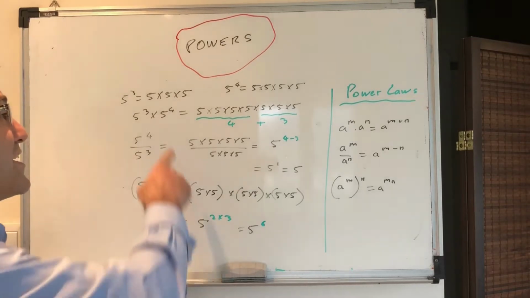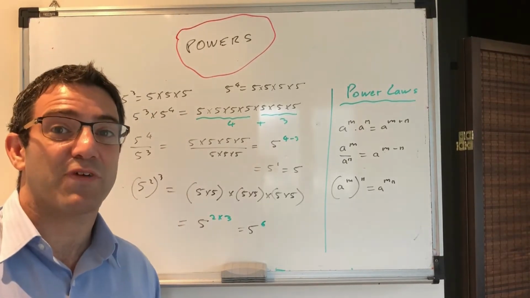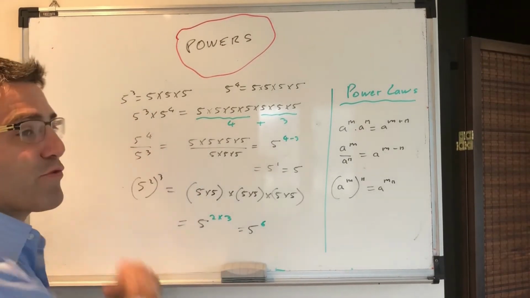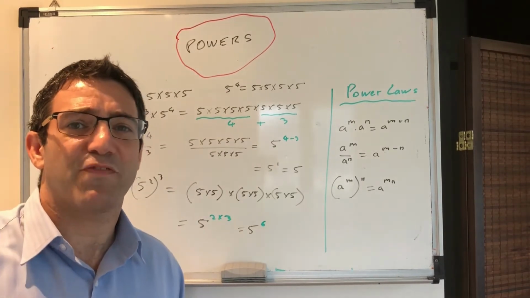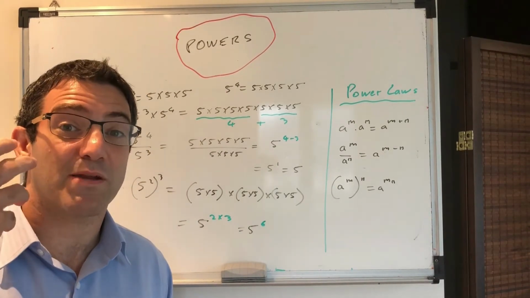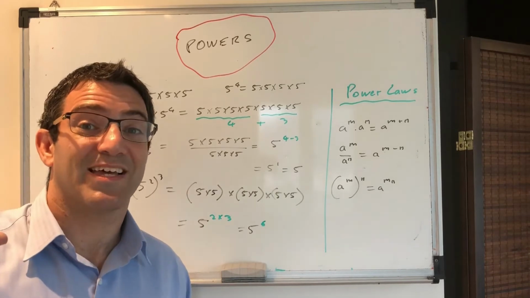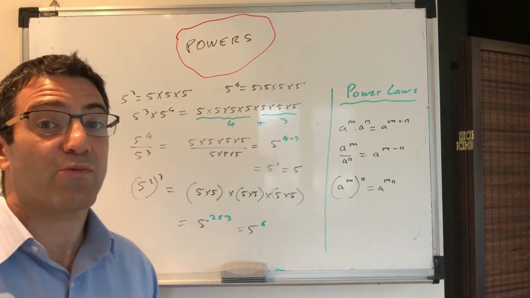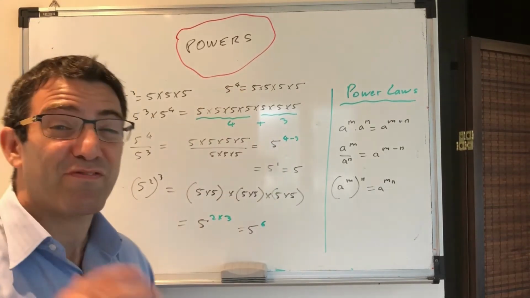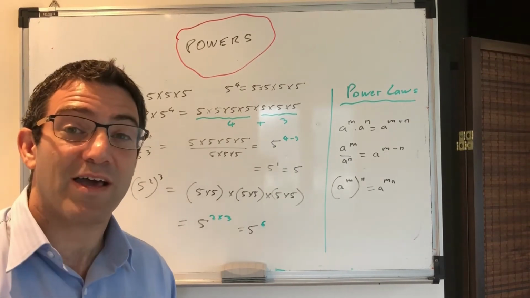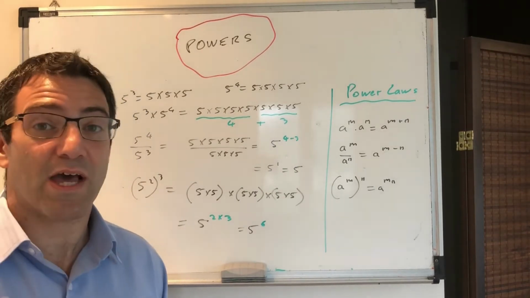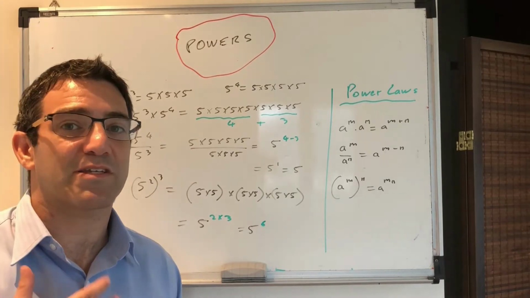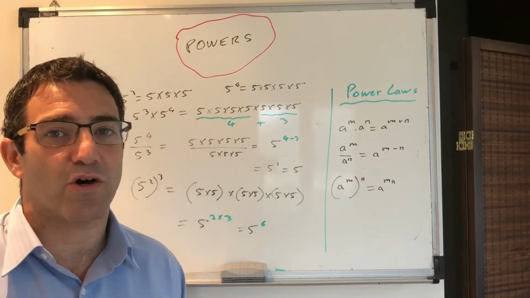So for example, instead of writing 5 times 5 times 5, I'm going to write 5 to the power 3. So 5 to the power 3 means 5 multiplied by 5 multiplied by 5, 3 times. That's what 5 cubed means. And when I say 5 to the power 4, I mean 5 times 5 times 5 times 5, 4 times. And I can do that any number of times that I want, but it makes my life a lot easier than having to write it out over and over again.